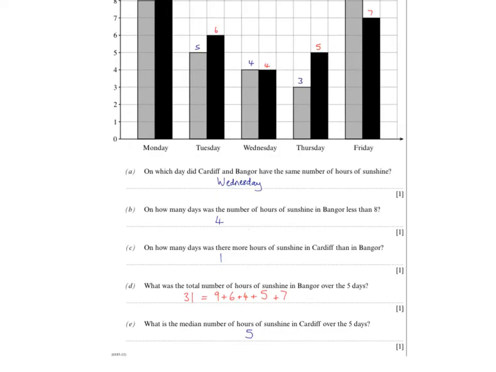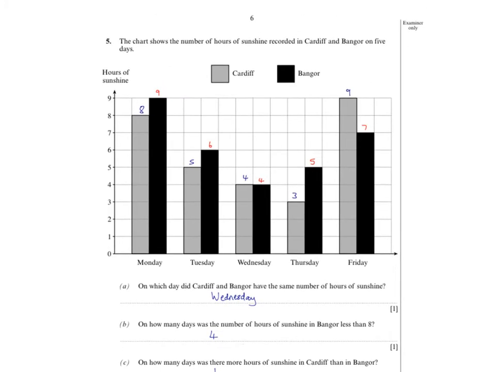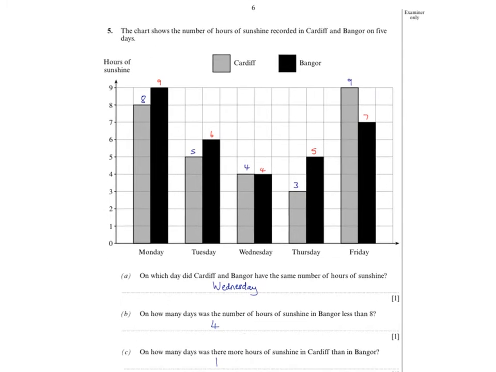And finally, the median number of hours of sunshine in Cardiff over the 5 days. So that is the middle one of Cardiff. So if I come back up to the graph here, I'm looking at the blue ones. Highest one is 9, lowest one is 3, so we discount those two. Then the next highest one is 8, and then the next lowest one is 4, so that leaves me just with the 5 there, so that's why that's 5. Okay?